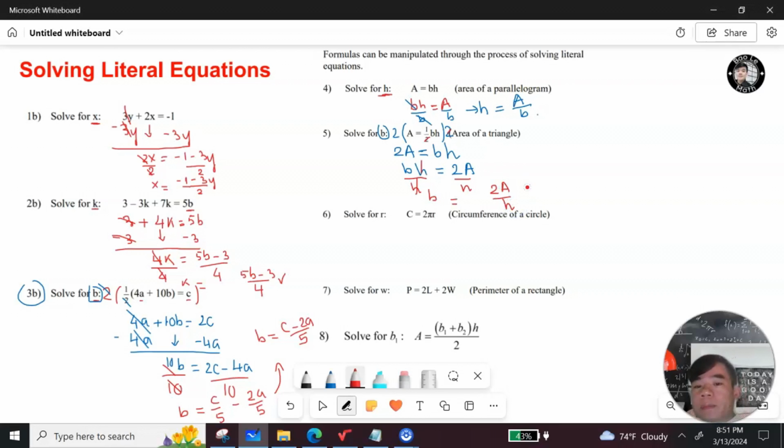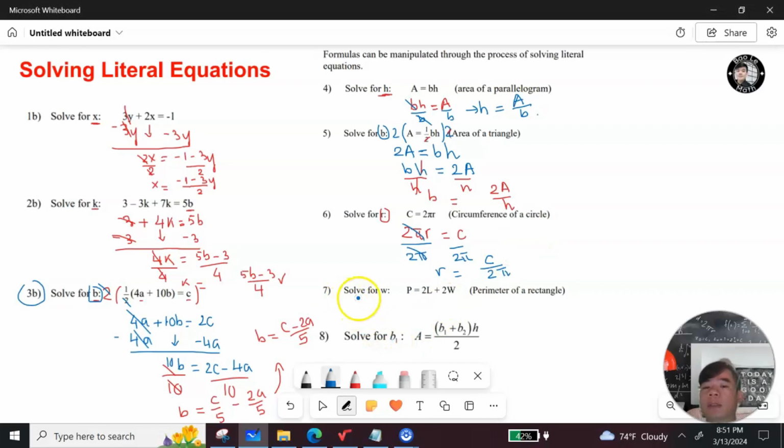Okay. Now, number 6. Solve for r. Okay, same thing. C equal 2 pi r. I just rewrite 2 pi r equal c. Now I need to solve for r, which means I need to eliminate 2 pi, right? I divide both sides by 2 pi. Divide both sides by 2 pi. Alright, 2 pi cancel out. So the answer should be r equal c over 2 pi.